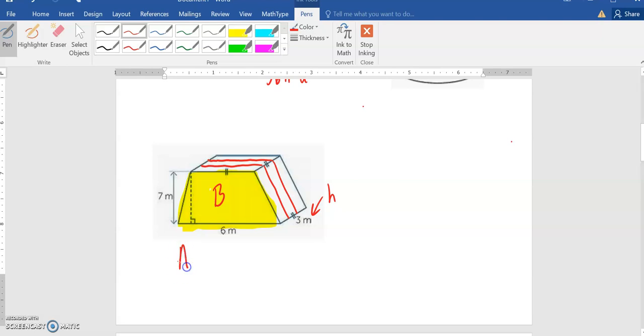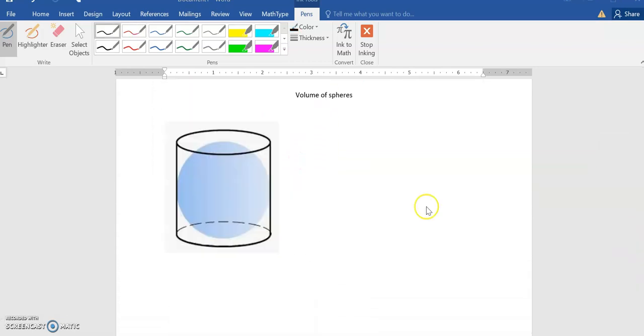So area here is going to be the area of your base, which is 1/2 times the height, which is 7, times the sum of your bases, which is 6 plus, see these congruent marks tell us that the top base is the length of 3. So that's the area of our base, and then times your height, which is going to be 3, the number of congruent slices. I'm going to leave the calculation for you. I think we can all handle that.